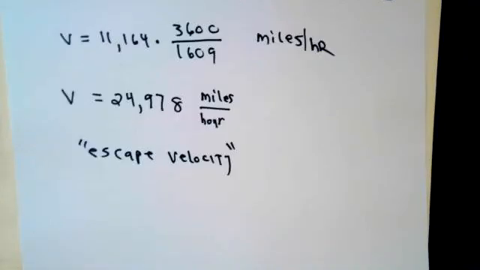Do the arithmetic. This critical V value is about 24,978 miles per hour. People usually just say 25,000 miles per hour. This is what's called escape velocity. If I'm near the surface of the Earth, neglecting air resistance and stuff, of course, if I throw an object straight up with this speed or more, it's not going to fall back down.